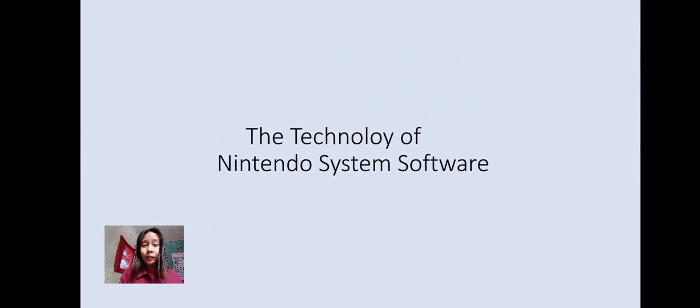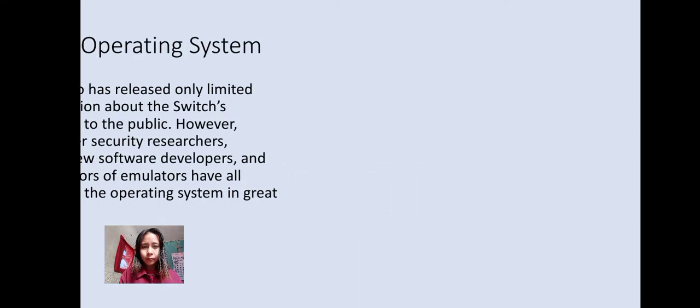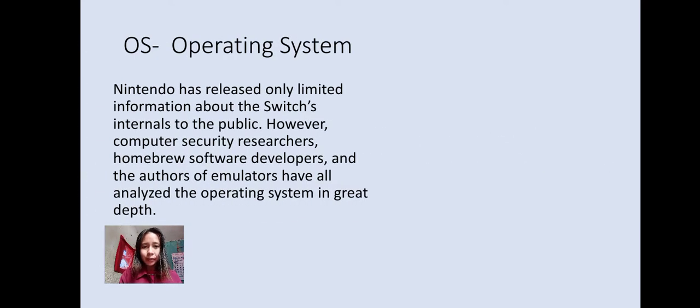Then these are the technology of Nintendo System software. OS, operating system. Nintendo has released only limited information about the Switch internals to the public. However, computer security researchers, homebrew software developers, and the authors of emulators have all analyzed the operating system in great depth.